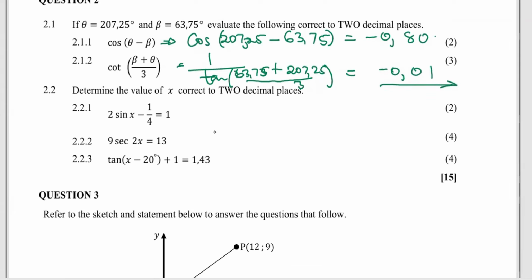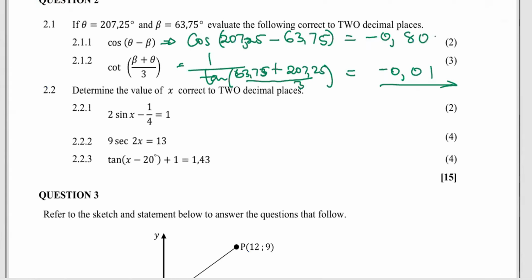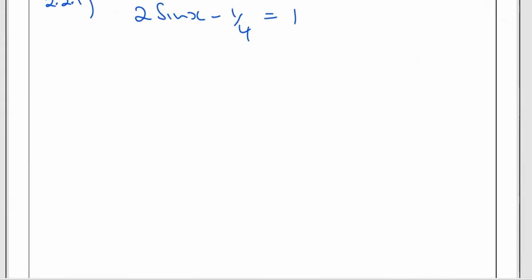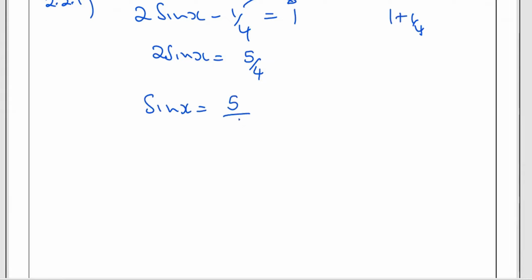Let's see, 2.2.1, determine the value of x correct to decimals. We are solving trig equations, okay? So if we have this, I'm saying this is 2.2.1. So 2 sine x minus a quarter is equal to 1. So our step number 1 is to eliminate whatever is around the sine x to the other side, okay? So move the quarter that side, meaning that 2 sine x is going to be 1 plus a quarter, okay? So 1 plus a quarter gives us 5 over 4. And then we're going to divide both sides by 2, meaning that the sine x is going to be 5/8.